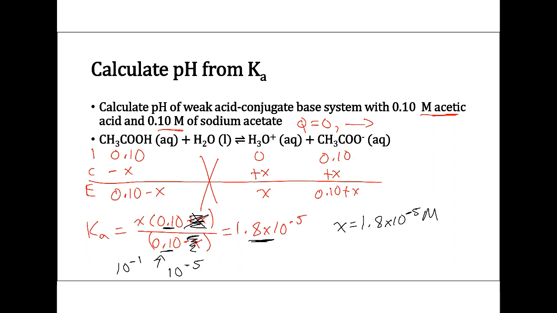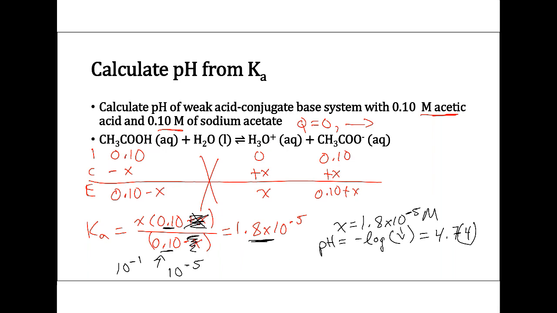Alright, so since that's our x value, we can find pH. So pH is going to be equal to the negative log of the hydronium concentration. So in that case, the negative log of 1.8 times 10 to the negative fifth equals 4.7, which would be the correct number of sig figs, but just for comparison later, I'm going to go ahead and say that it's 4.74, and I'll put that 4 in parentheses.